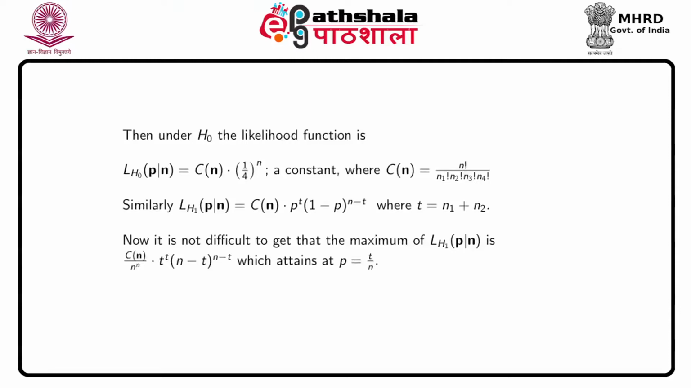Similarly, the likelihood function of P curl under H1 is equal to the same function C of n curl times P to the power T times 1 minus P to the power n minus T, where T equals n1 plus n2. Now, it is not difficult to get that the maximum of the likelihood function under H1 is nothing but C of n curl divided by n to the power n, times T to the power T times n minus T to the power n minus T, which is attained at the choice P equal to T by n.